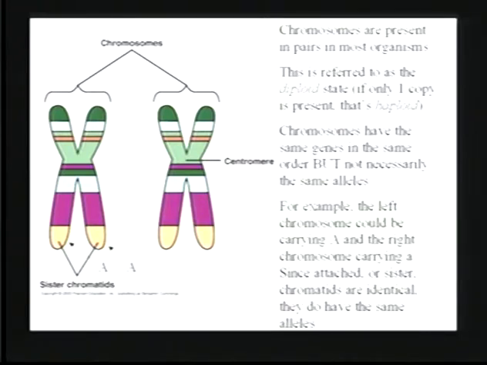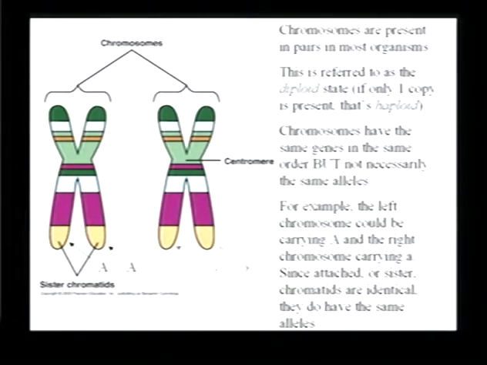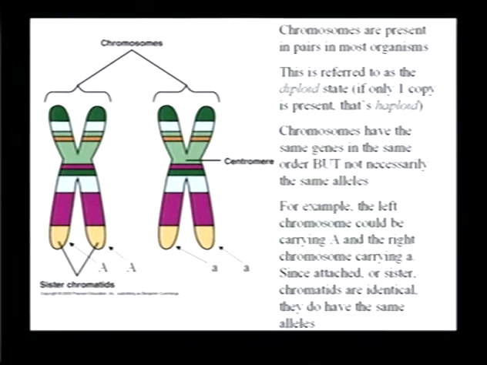All right, so there's our big A's. Keep in mind that sister chromatids are duplicates of each other, so they're identical. So these two sister chromatids are identical. You'd expect them to carry the same alleles. We might have little a on the other chromosome. And again, these two are sisters, so they should be identical.